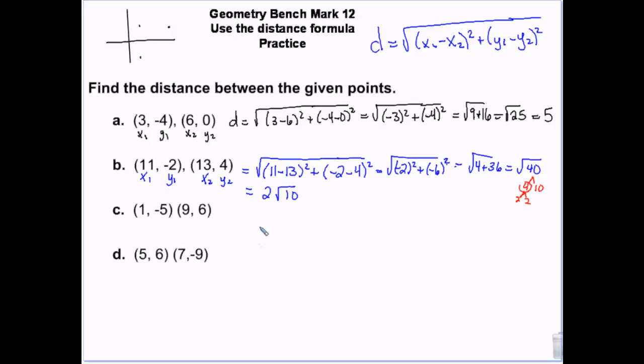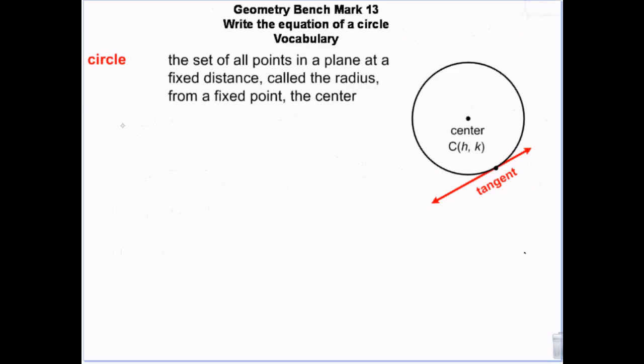I'll go over that with you. The definition of a circle is the set of all points in a plane at a fixed distance called the radius. So here's our radius, from a fixed point called the center. So every point that is this equal distance around is what makes up a circle. So it's not like a bent line or anything. It's actually a set of points. That's the technical definition of a circle.